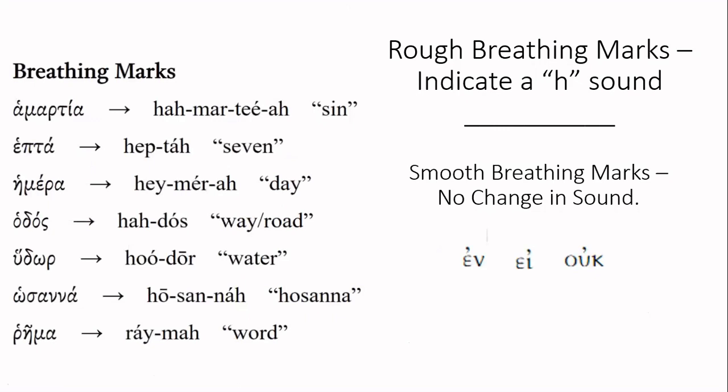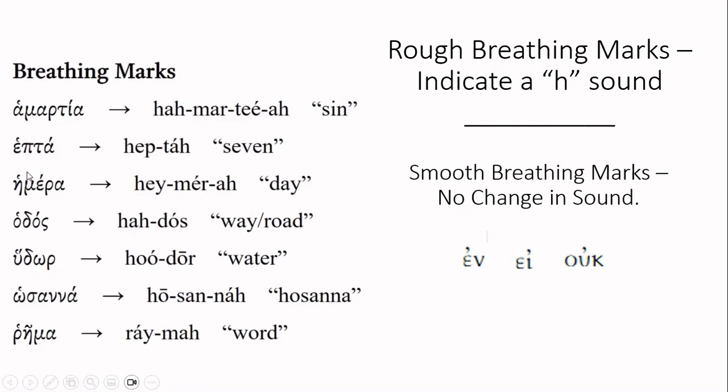Next, let's talk about breathing marks. There's what's called a rough breathing mark, and it's a backwards apostrophe. If you see a backwards apostrophe, there's an H sound. It's kind of an invisible H in front of the word. If it's a forward apostrophe, there's no change in sound. It's called a smooth breathing mark. Let's go ahead and practice these.